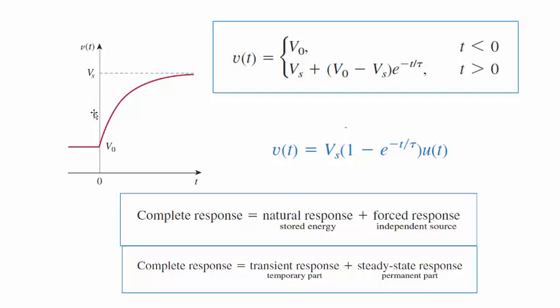So the transient part is the fact that we have an exponential function going on, and then the steady state is something that occurs after a long time has occurred. So after a long time you are at this value or approach this value of Vs, and that would be like the steady state response.